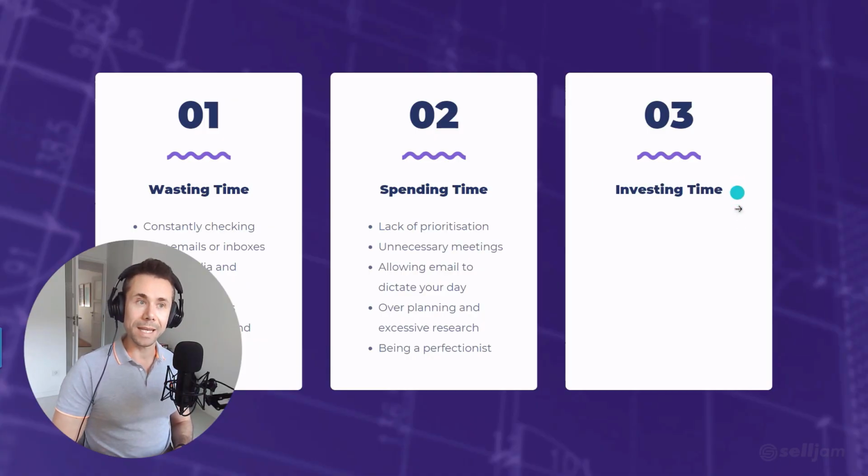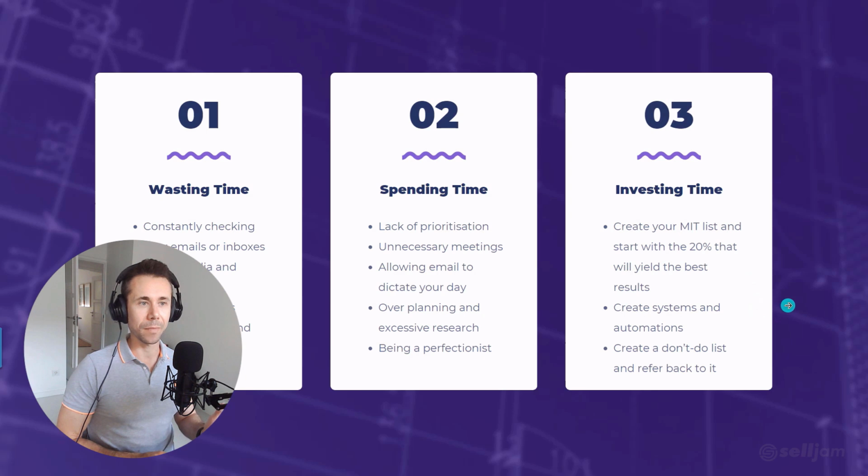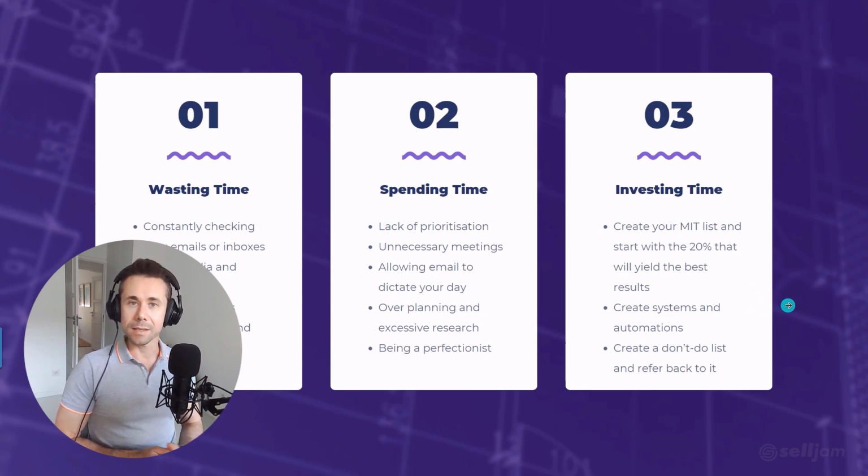And then the final one is investing time. So this is the most important way to spend your time and the best way to spend your time. These would be things like creating your MIT list, which stands for most important tasks, and starting with 20% of those tasks that are going to yield the best results.